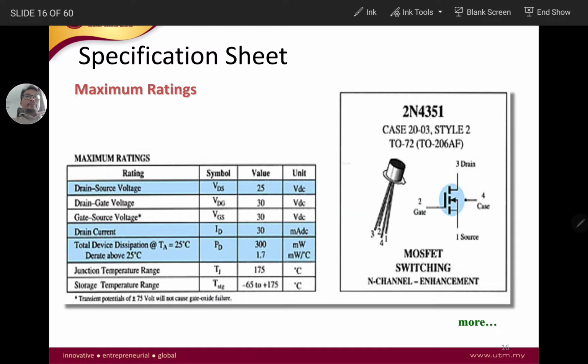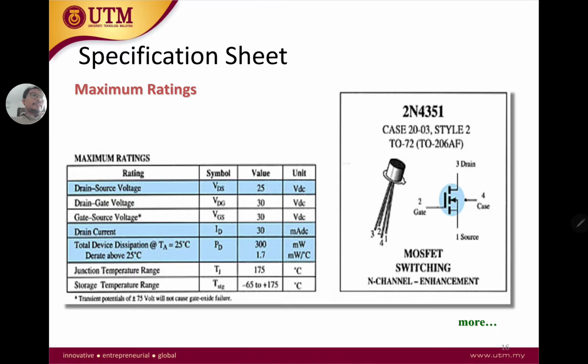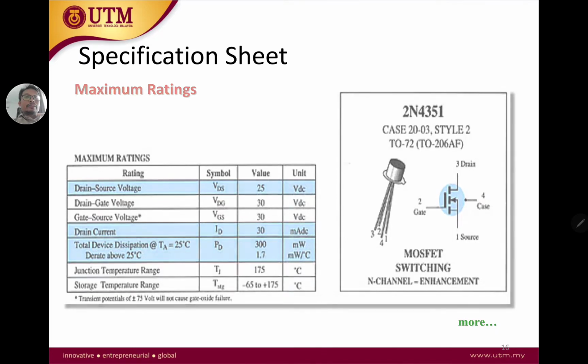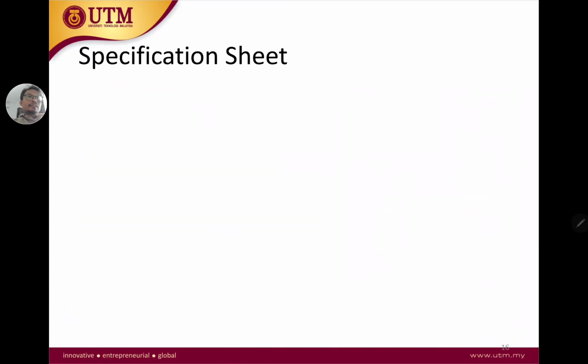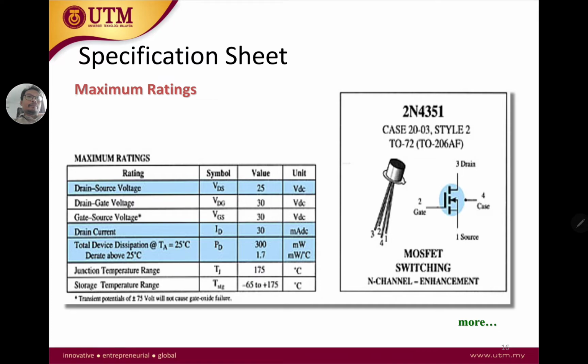Okay, so let's proceed with the lecture here. This is an example of a MOSFET, the N-channel E MOSFET. For this type of MOSFET, the 2N4351, it gives you the schematic symbol here: the gate, the source, and the drain that you are familiar with. And if we find the data sheet, it gives some information regarding the spec of the transistor.